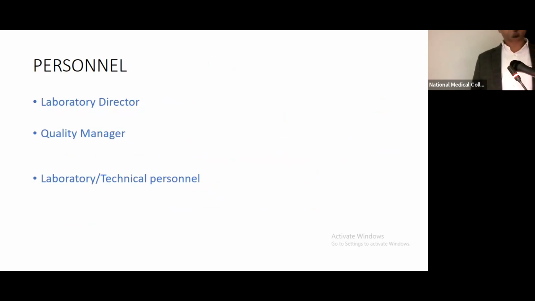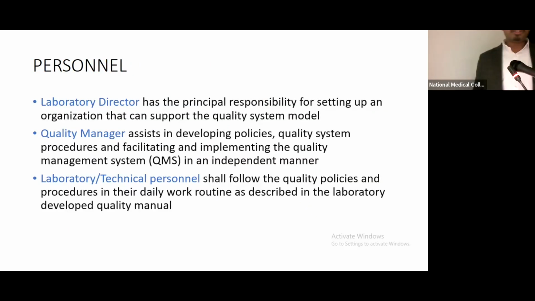And the personnel: every lab will definitely have an in-charge, like a director or a head of the department, and definitely a technical person. What is unique in these guidelines is that they say there should be one dedicated quality manager. What is the role of that quality manager? He acts as an in-between. He assists the director in developing the policies and the quality system management procedures, and he tries to implement them through the technical person. So all three kinds of people are required. Especially in a clinical trial, the lab should have all these three kinds of personnel.